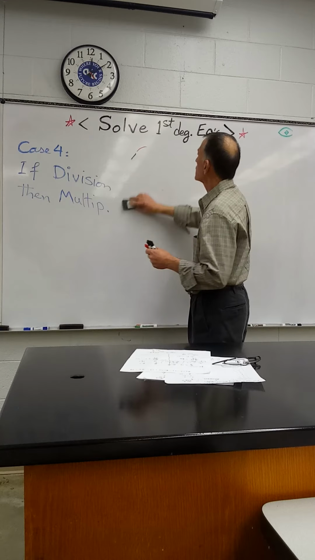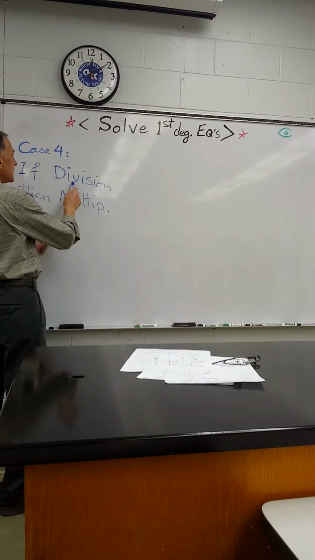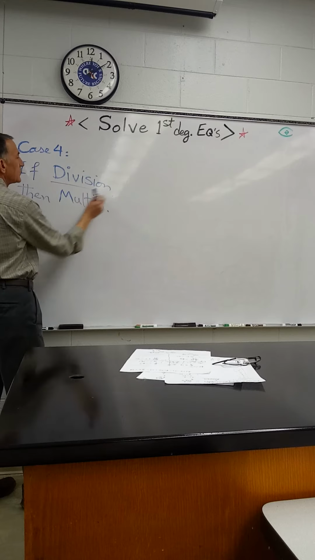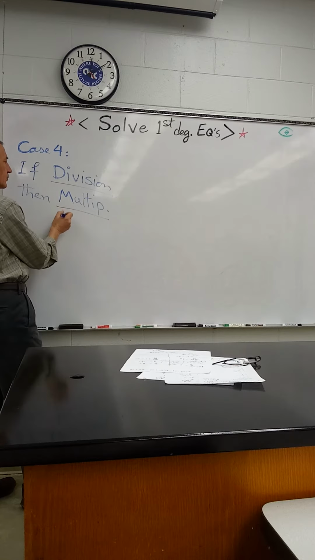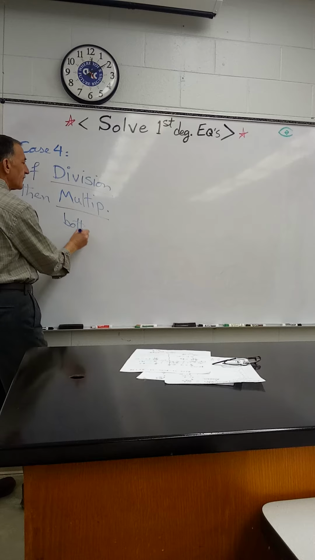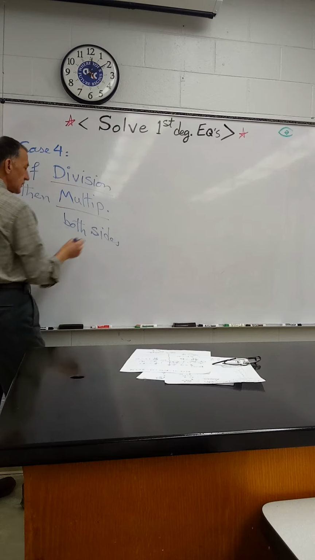You just have to recognize what case you are in. It says if you see division, then you multiply, and you're going to multiply by the number that I'm going to show you. Multiply both sides. So don't forget, you are multiplying both sides of the equation by the denominator.